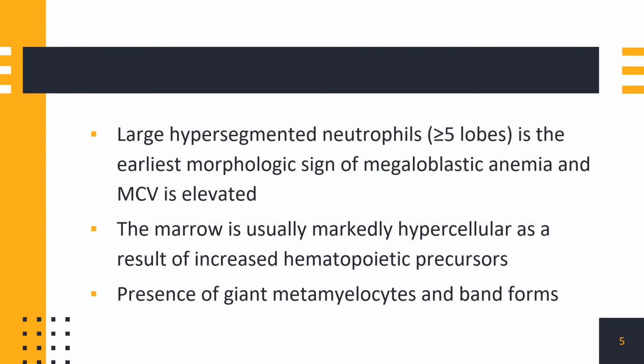Large hypersegmented neutrophils, wherein more than 5 lobes are noted, are the earliest morphologic sign of megaloblastic anemia, and the MCV, or the mean corpuscular volume, is elevated, above 100 femtoliters. The marrow is frequently and markedly hypercellular as a result of elevated hematopoietic precursors. And there is also observation of giant metamyelocytes and band neutrophils.